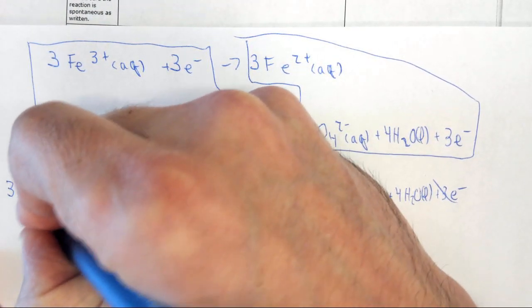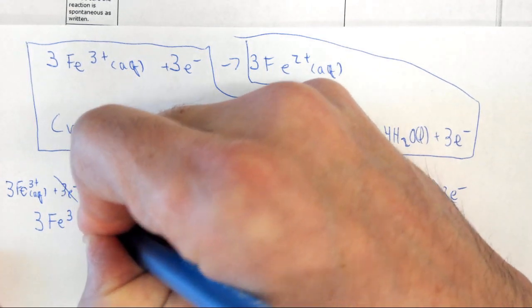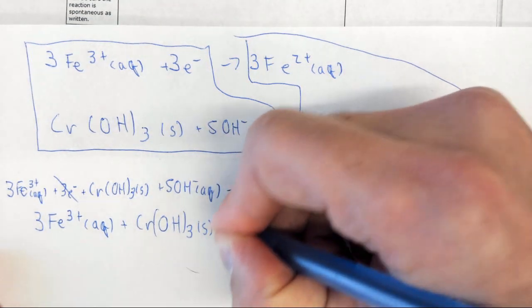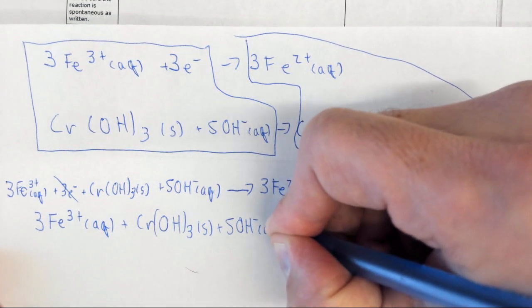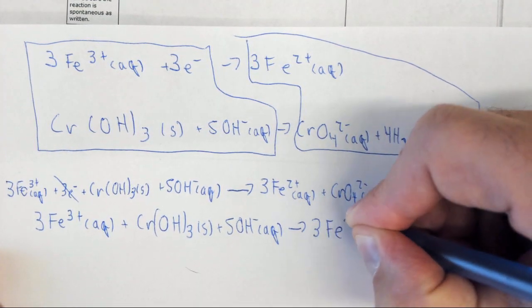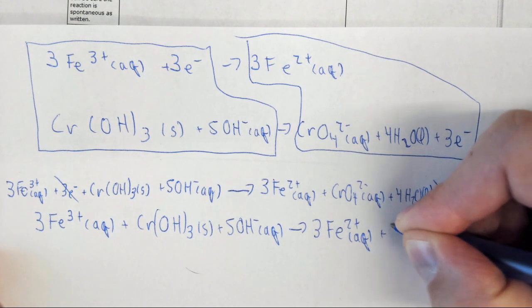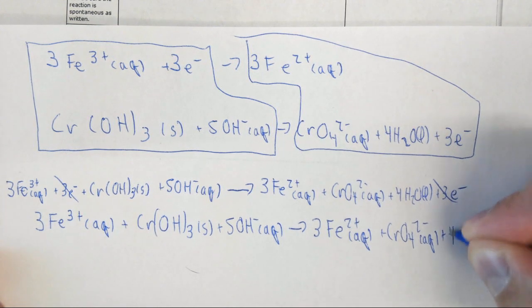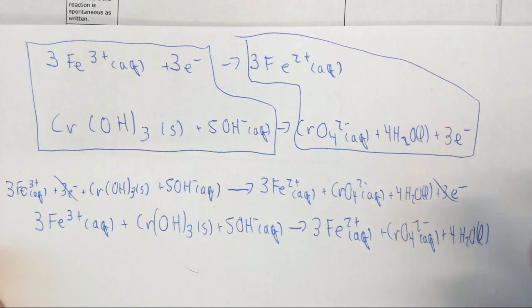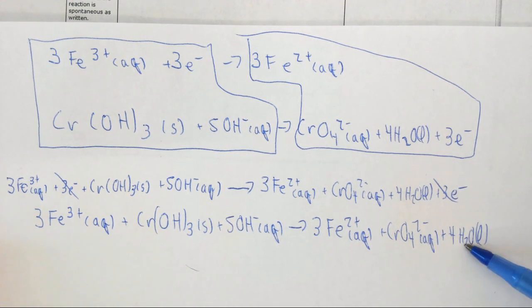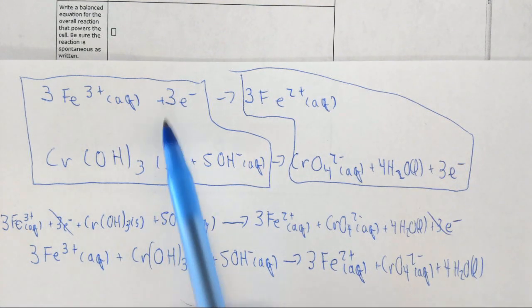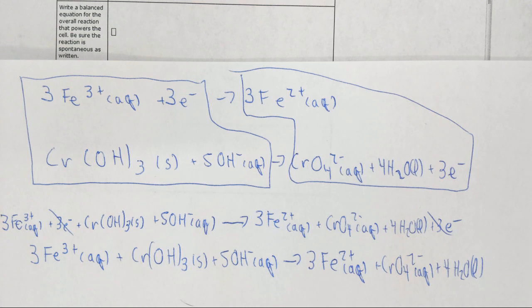Rewrite: 3 Fe3+ aqueous plus Cr(OH)3 solid plus 5 OH- aqueous yields 3 Fe2+ aqueous plus CrO4 2- aqueous plus 4 H2O liquid. So now we have the overall reaction that is occurring, and that's what we could plug in right here. Note that before we added the reactions together, we did need to get the electrons to balance out so that they would cancel out, because in the overall reaction we do not want to include the electrons.